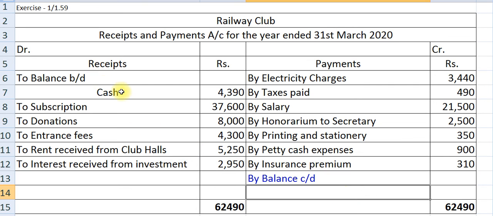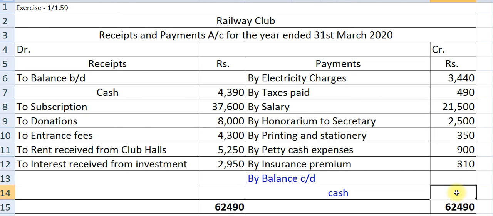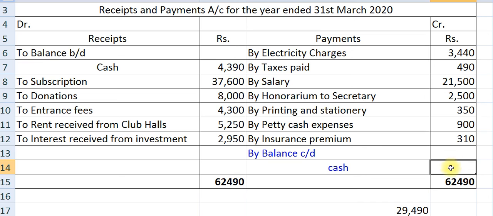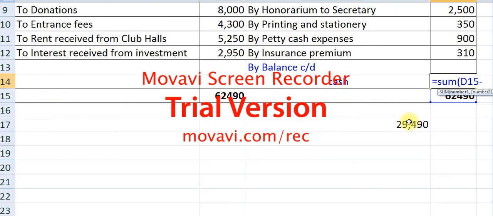See here what amount they have given under opening balance. Here they have given cash balance. So surely only cash should reflect under balance carry down. So here we will write down the difference amount. I will subtract by using the formula. Sum 62,490 minus this amount. So the answer is 33,000.